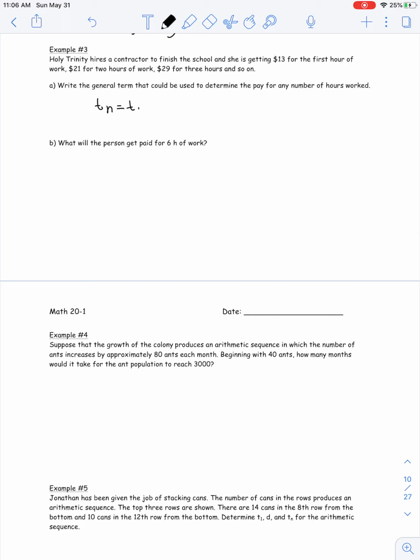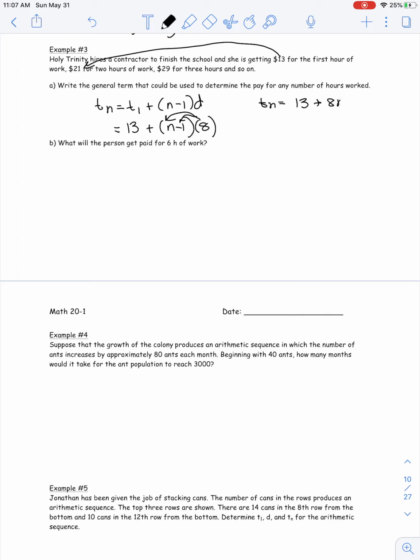Example number 3, they want us to write a general term equation. So we're going to fill in what we can without knowing how many hours have been worked in this situation. So our first term is, we know that we're getting $13 per hour. This contractor has been hired for $13, so we're going to put T1 is 13. And we don't know how many hours he's worked, but we know that to go from 13 to 21, when we subtract the values, we get a common difference of 8. So our general term equation is just filling in what things don't change and leaving the rest.